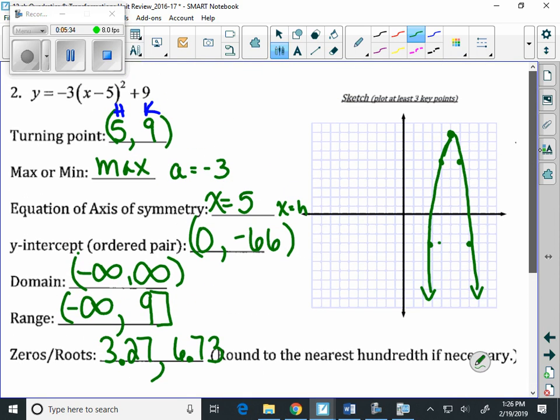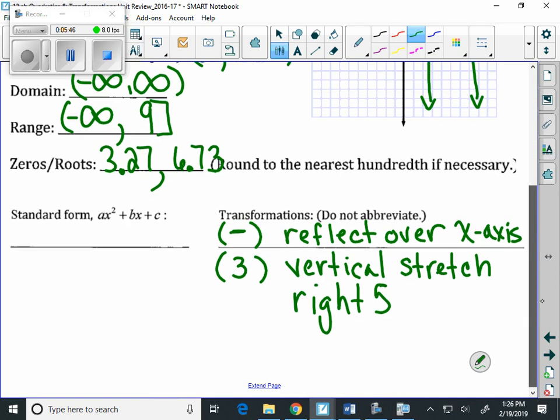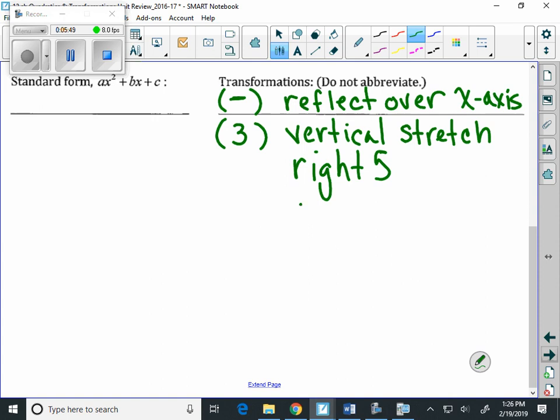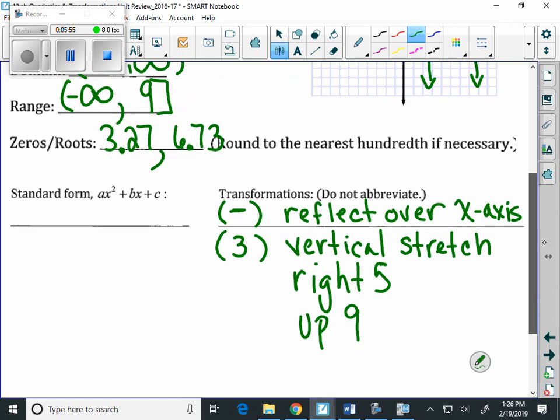Then we have minus 5 inside the parentheses, so we're going to go right 5. And then we also have the plus 9 outside the parentheses, which is going to be the up 9. I hope that when you're finding the turning point or the vertex that you're able to identify those pieces from there.